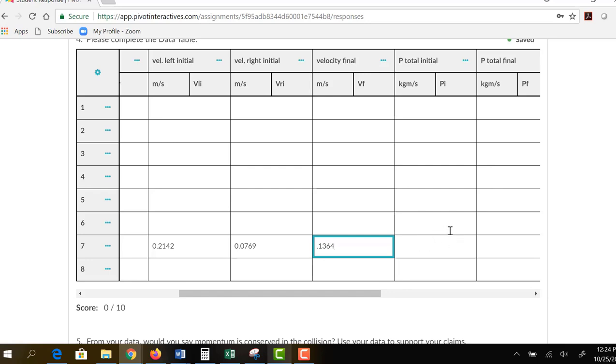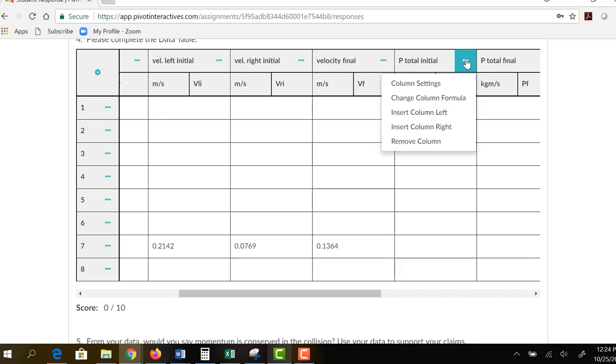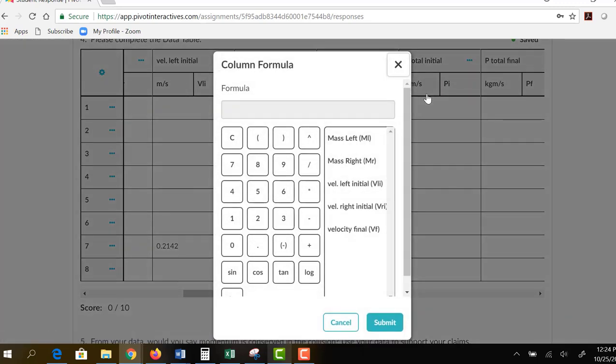Now you could just do it by hand from how I showed you before for each of these. I mean, you could go through literally and do mass left, velocity left initial, plus mass right, velocity right initial, add those together. But we could let Pivot do the work for us. So change column formula. I've clicked on the three dots, change column formula. So the initial momentum would be the left mass times velocity left initial plus mass right, velocity right initial. Okay, so that is what the initial momentum of the system is.